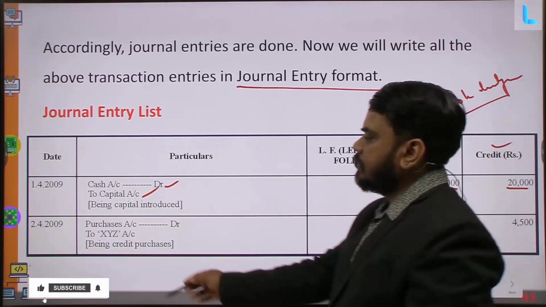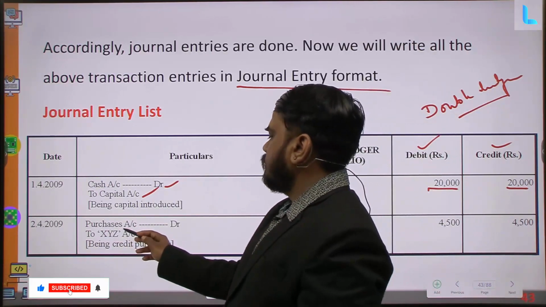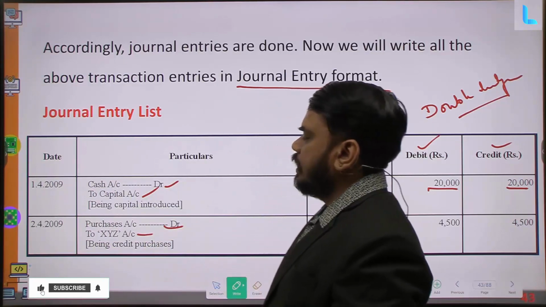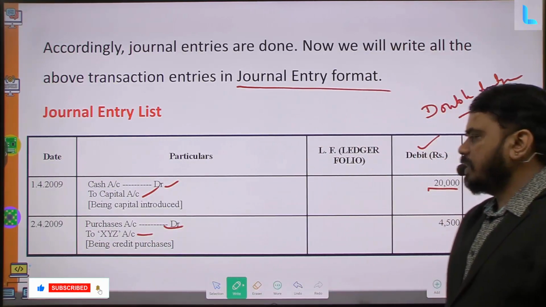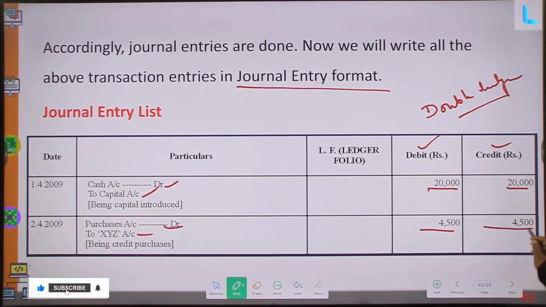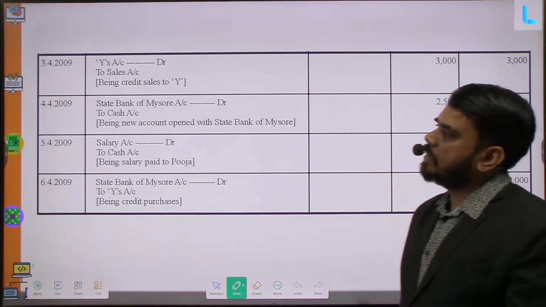The next transaction you can see here, purchase account, we are debiting the purchase account and we are crediting the XYZ company from whom we are buying the goods on credit. So you can notice here, both the sides the amount is clearly mentioned, that is 4,500, that is debit side as well as the credit side. So this is how the journal entry is passed.